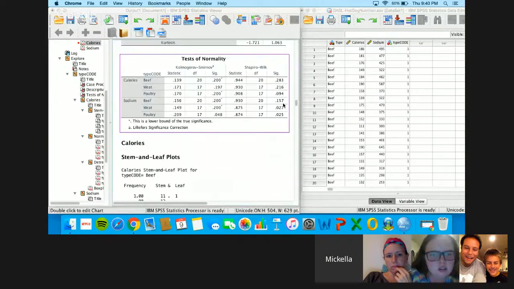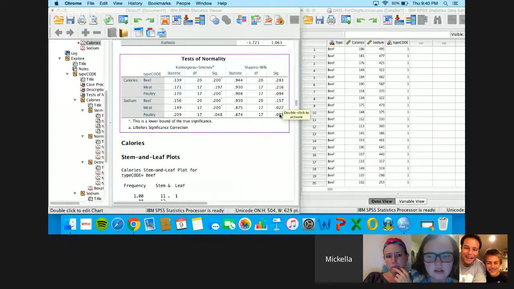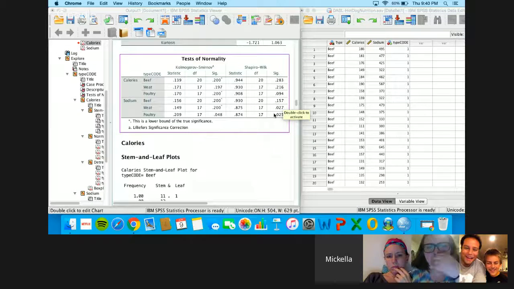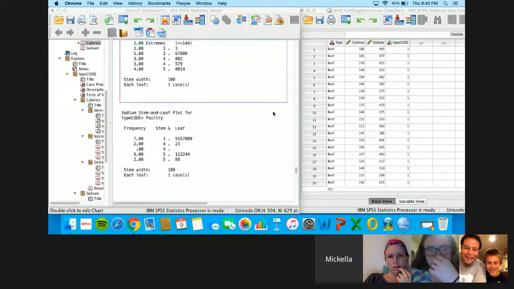Despite the possible problem with the QQ plot for poultry, we decided to use ANOVA to determine if the mean sodium levels are the same for all three groups. So what is the p-value for the sodium? So we need to do just sodium. Sig. But each one has a different p-value. Beef, meat, and poultry each have a different one. So did you guys delete out the other ones? No, it's still on here.